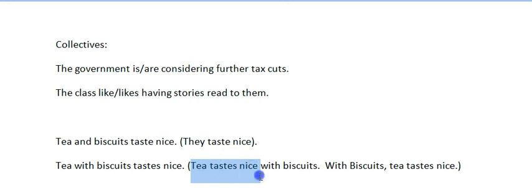Tea tastes nice. And the with biscuits, we can just put that at the end. We can also say with biscuits, comma, tea tastes nice. And that also makes sense. Because we can move this around, the with biscuits must be an adverb. And as an adverb, it's not part of the subject. So tea tastes nice, tea with biscuits tastes nice. But up here, tea and biscuits are part of the same subject. Tea and biscuits taste nice.